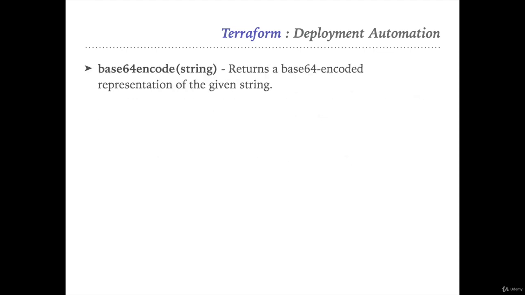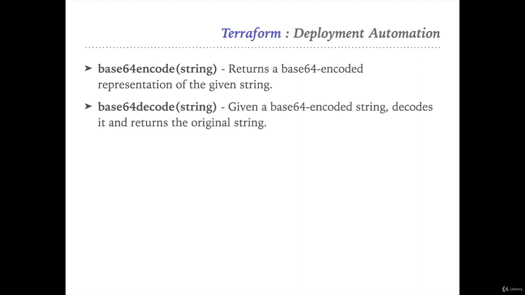The first function I would like to discuss is base64 encode. Sometimes we need to encode a string, so we can supply a string to the base64 encode function, and it will return the base64 encoding of that particular string. Similarly, to decode the string, we have base64 decode. If you want to decode a base64 encoded string, you can use base64 decode and it will return the actual string after decoding the supplied value.